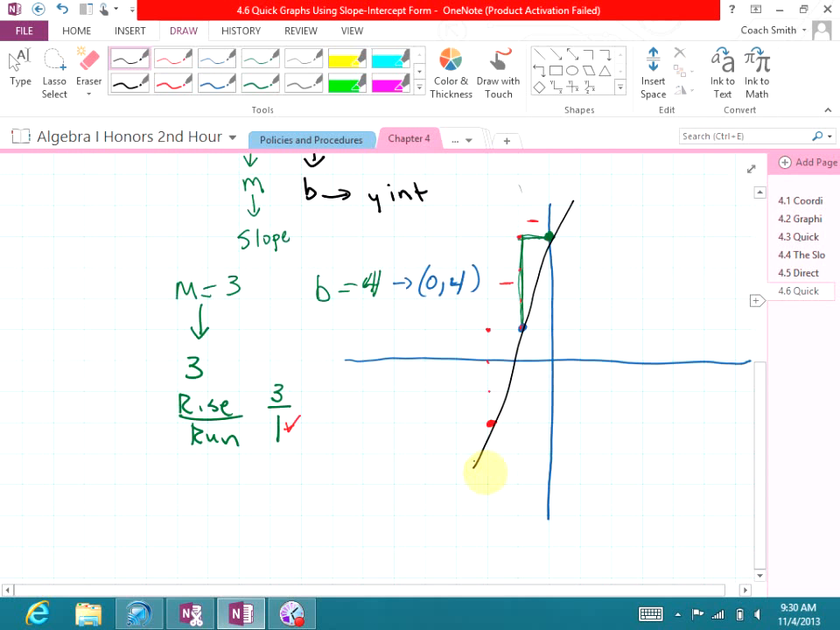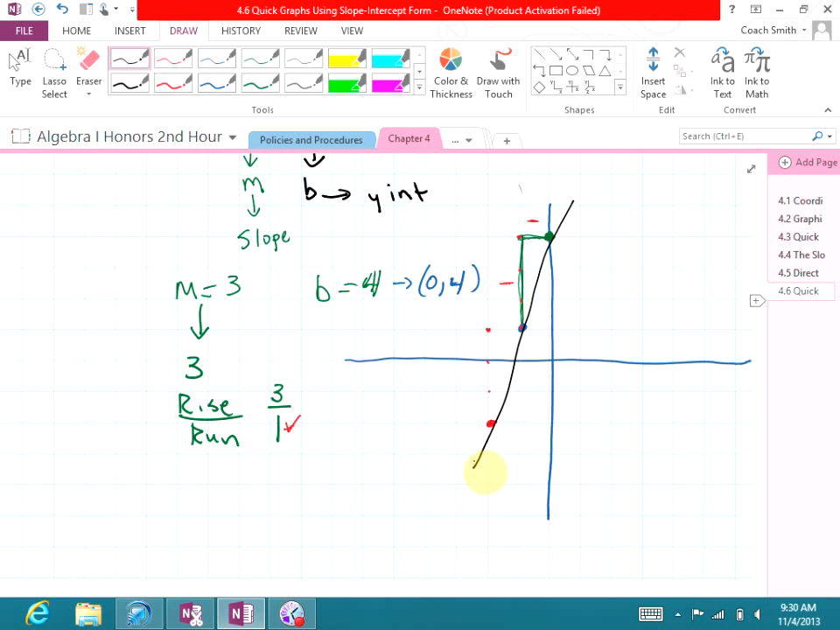Because a whole number as a fraction is 3 over 1. So if I have a slope of 4, if I have a slope of 5, slope of 6, doesn't matter. If I have those slopes, the rise is going to be whatever that whole number is, the run's always going to be over 1.